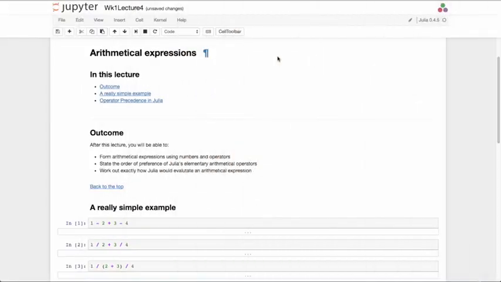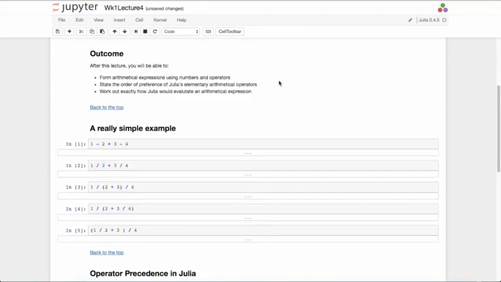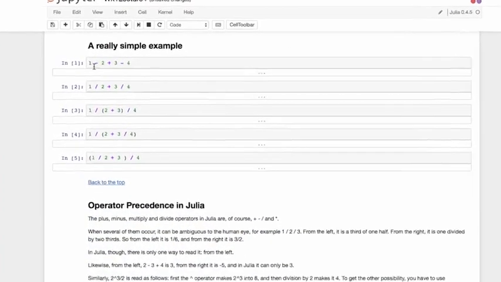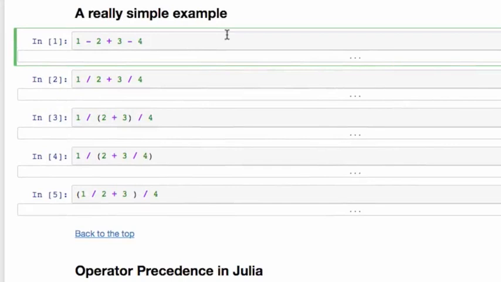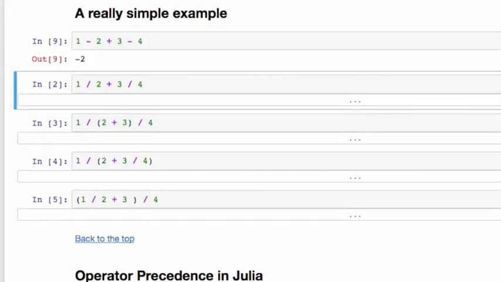Week 1, Lecture 4, Arithmetical Expressions. Arithmetical expressions are, of course, at the heart of numerical computation. All of the time that we are using numbers, we have to combine them using arithmetical expressions. So let's look at some simple examples. Here we have 1 minus 2 plus 3 minus 4. We've seen how to do this in the REPL. We do Shift Enter, and the result is, of course, minus 2.